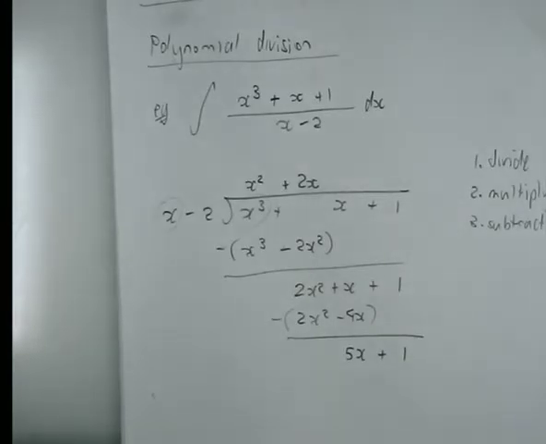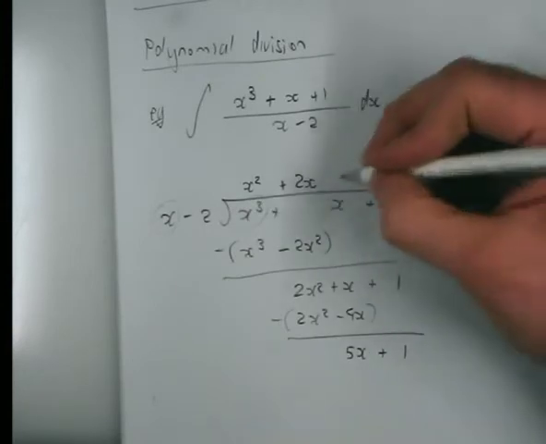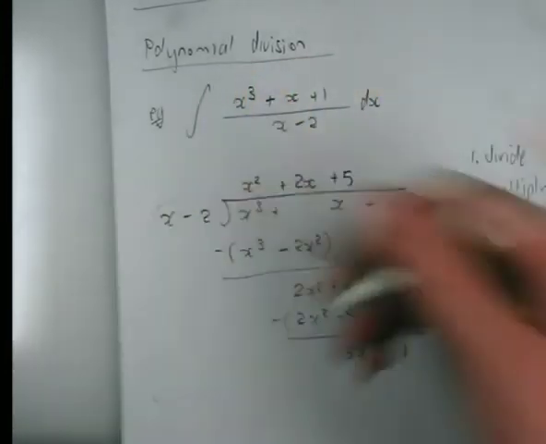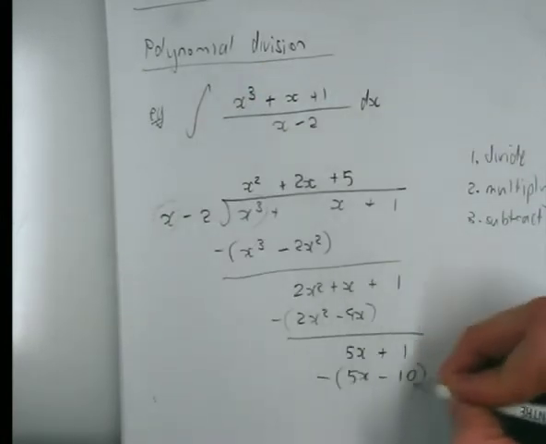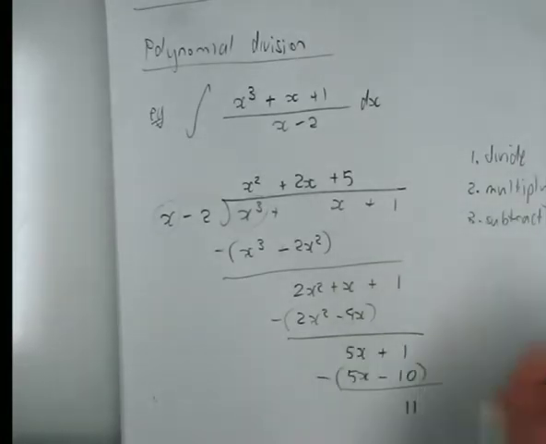And now I've got a new one and I'll just do that. Okay, so 5x divided by x is 5. That's the divide. The multiplier, 5 times x minus 2 is 5x minus 10. And now I subtract. 5x minus 5x is 0. 1 minus 10 is 11. And then I attempt to divide. 11 divided by x, no, can't do that.